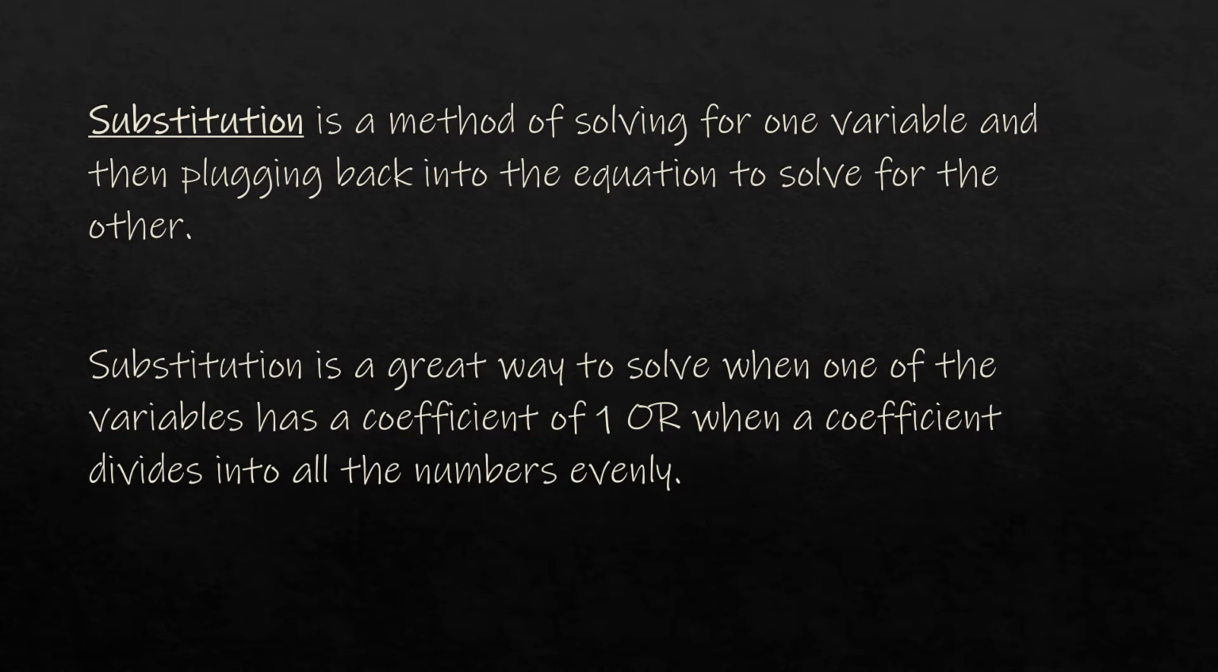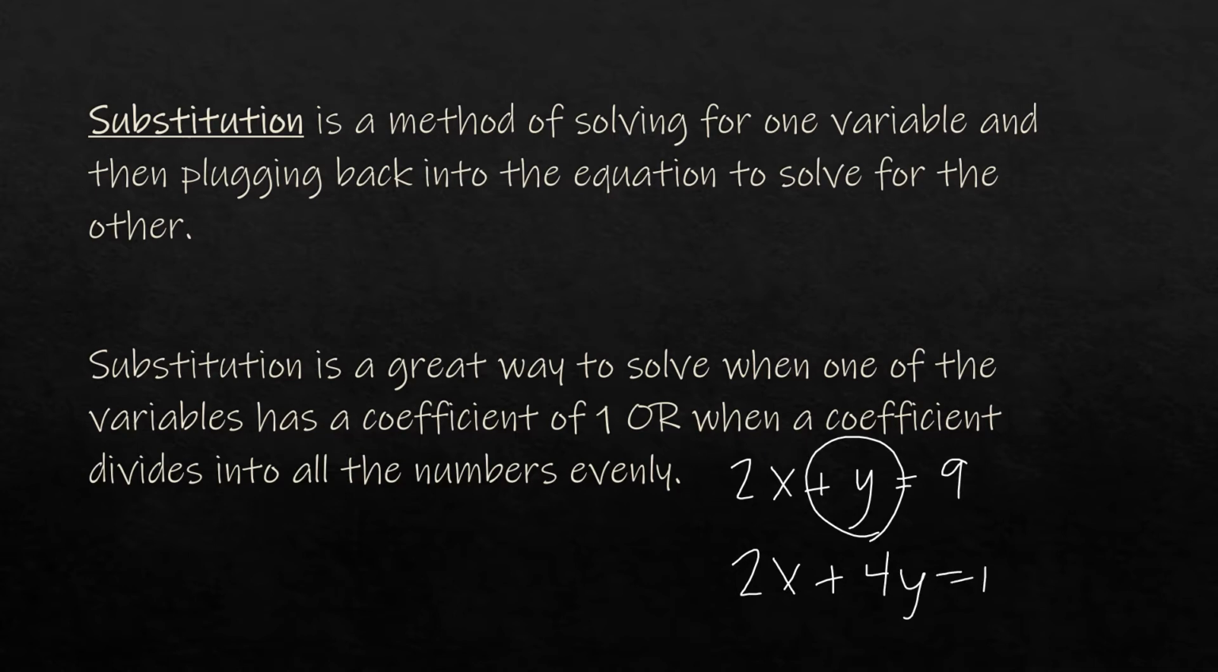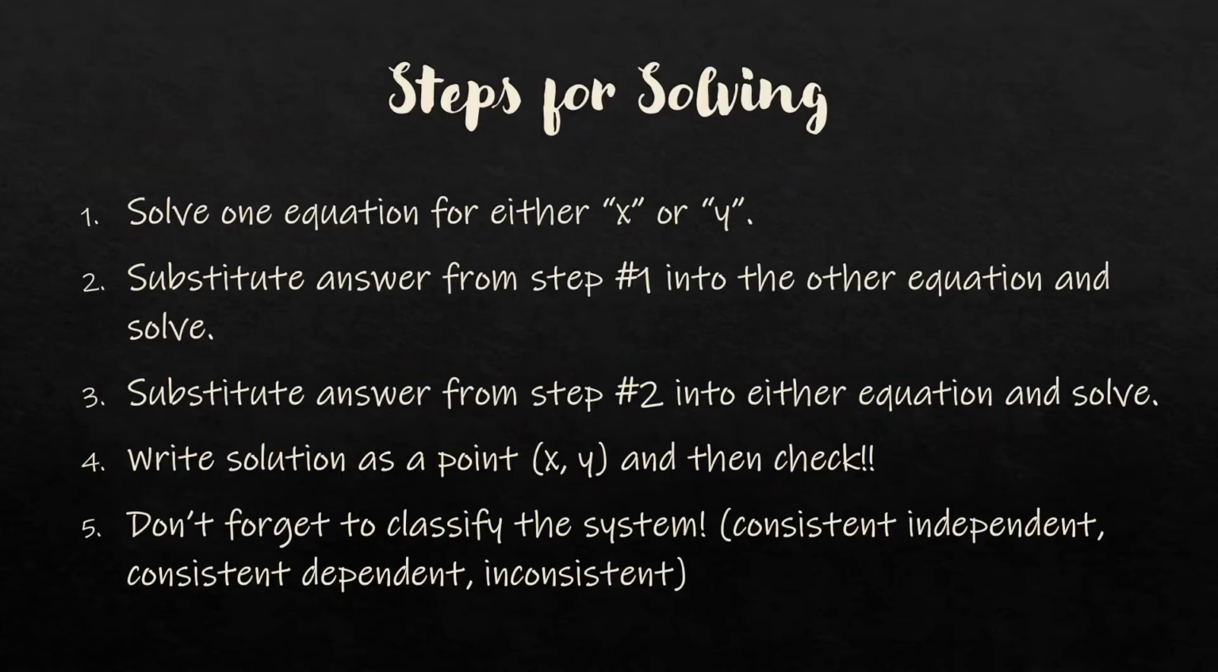So if you see an equation that looks like 2x plus y equals 9, this term has a coefficient of 1, so substitution is going to be a great way to solve it. Or if you had something like 2x plus 4y equals 12, and every term is divisible by one of the coefficients, in this case every term is divisible by 2, this is going to be another time where substitution is a great way to solve.